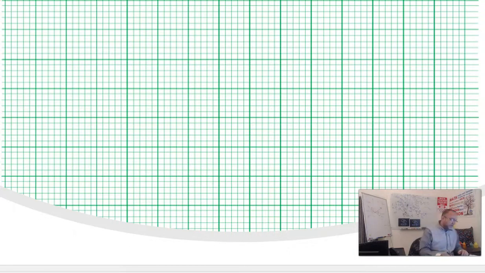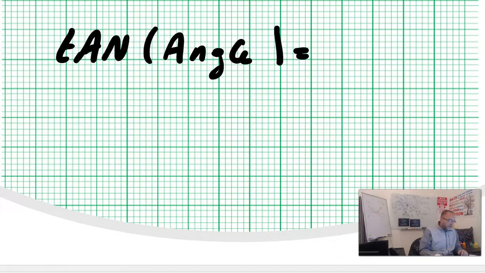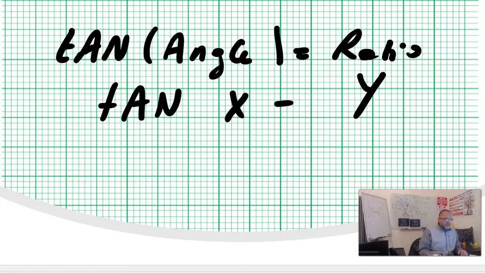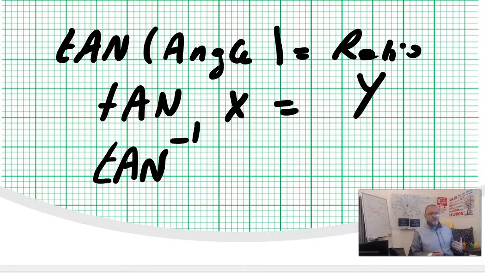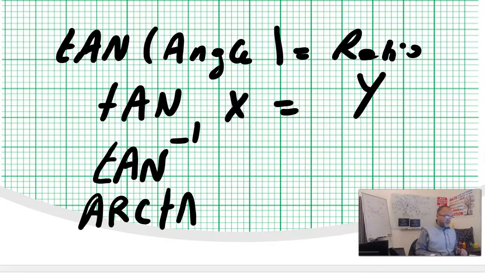That's all we're doing. So the tangent of an angle equals your ratio, your y. So tangent of x equals y, okay? So we don't call it tangent when we swap it. We call it tangent minus 1. That's all you need to just conceptualize. Or arctangent. I prefer the arc. We will talk later about why arctangent is better.